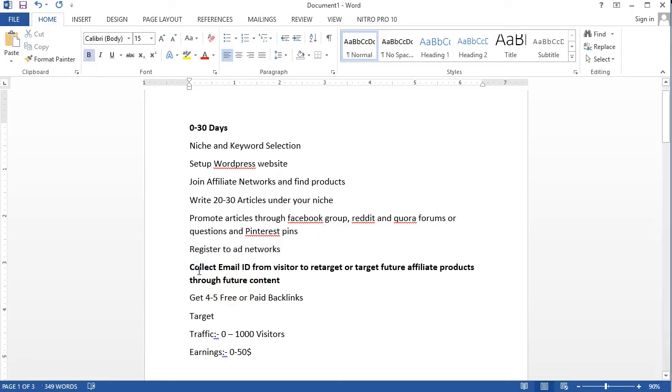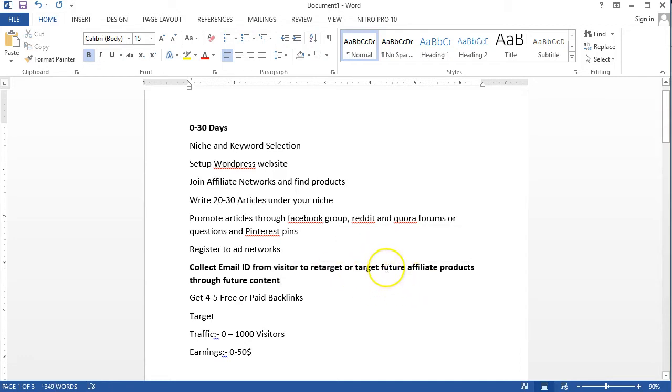One important thing that I would like to say is to start collecting email IDs from the visitors of your website, because as we know, in affiliate marketing we will see a 1% to 2% conversion rate, but the 99% of people who just visit your website and do not convert are potential customers. So we should try to get their email IDs through a newsletter. We can ask them to subscribe so that we can promote our affiliate products regularly through email marketing.